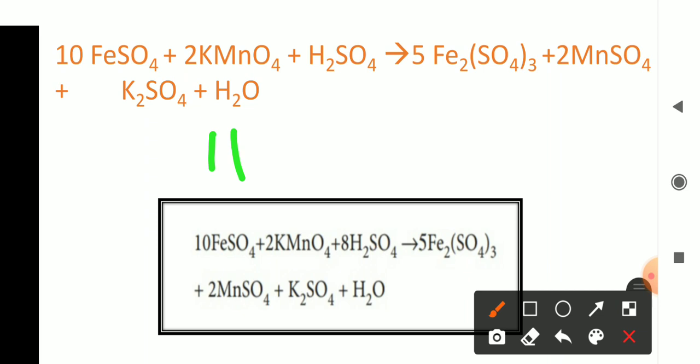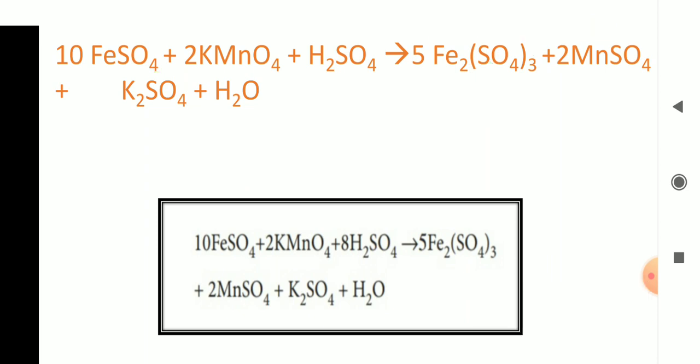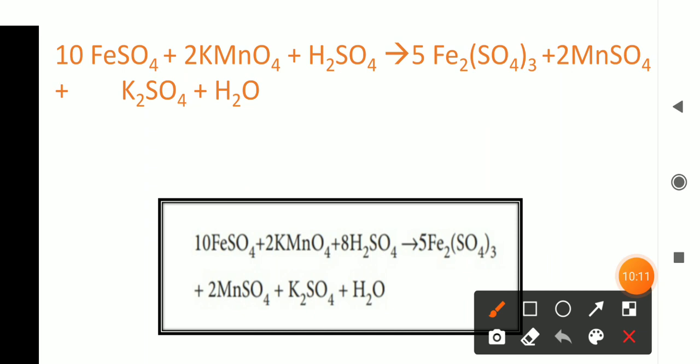Look here, 5 into 3, 15. 5 into 3, 15 sulfur. Here 2 sulfurs, 15 plus 2, 17. Here 1 sulfur, 17 plus 1, 18. So in the case of the sulfur atom, on the reactant side we have 11, whereas on the product side we have 18. So on the reactant side we have to increase the number of sulfur atoms.